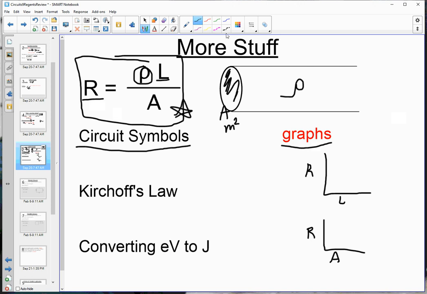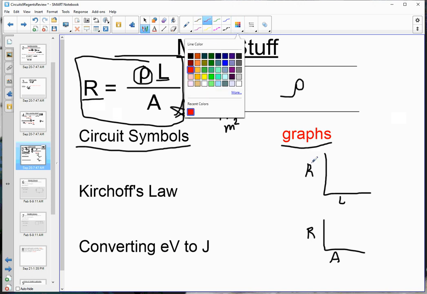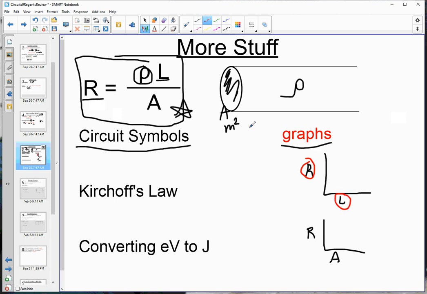All right, let's switch colors. Remember, you take the two things you're plotting and you circle them in the equation. And if the x value is in the numerator and it's not squared, we know we're getting a nice straight line. And then when you plot R versus A, the A is downstairs in the denominator, and one of our 5 curve types says whenever the x value, which is A, is in the denominator, you're going to get a hyperbola. So you will have this poorly drawn with my mouse hyperbola.